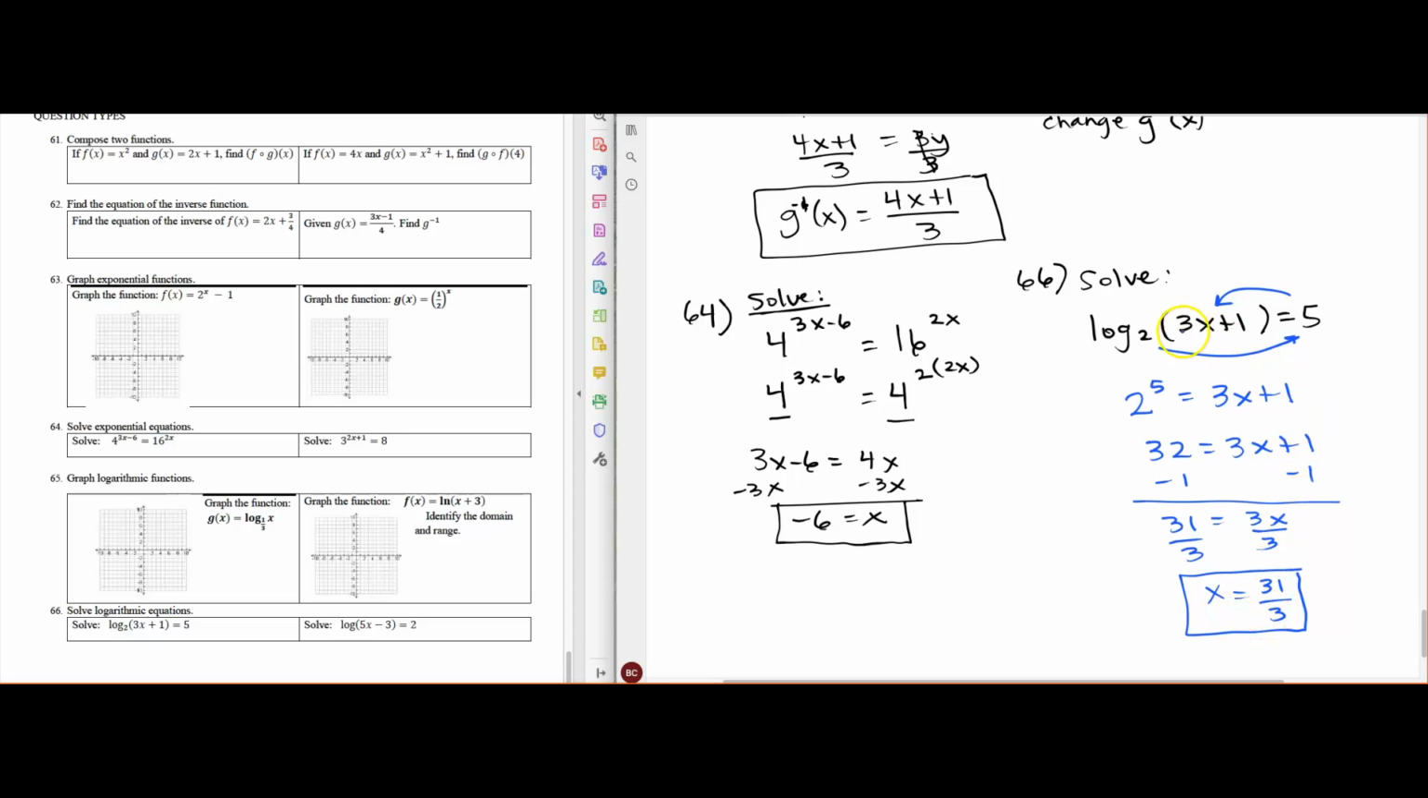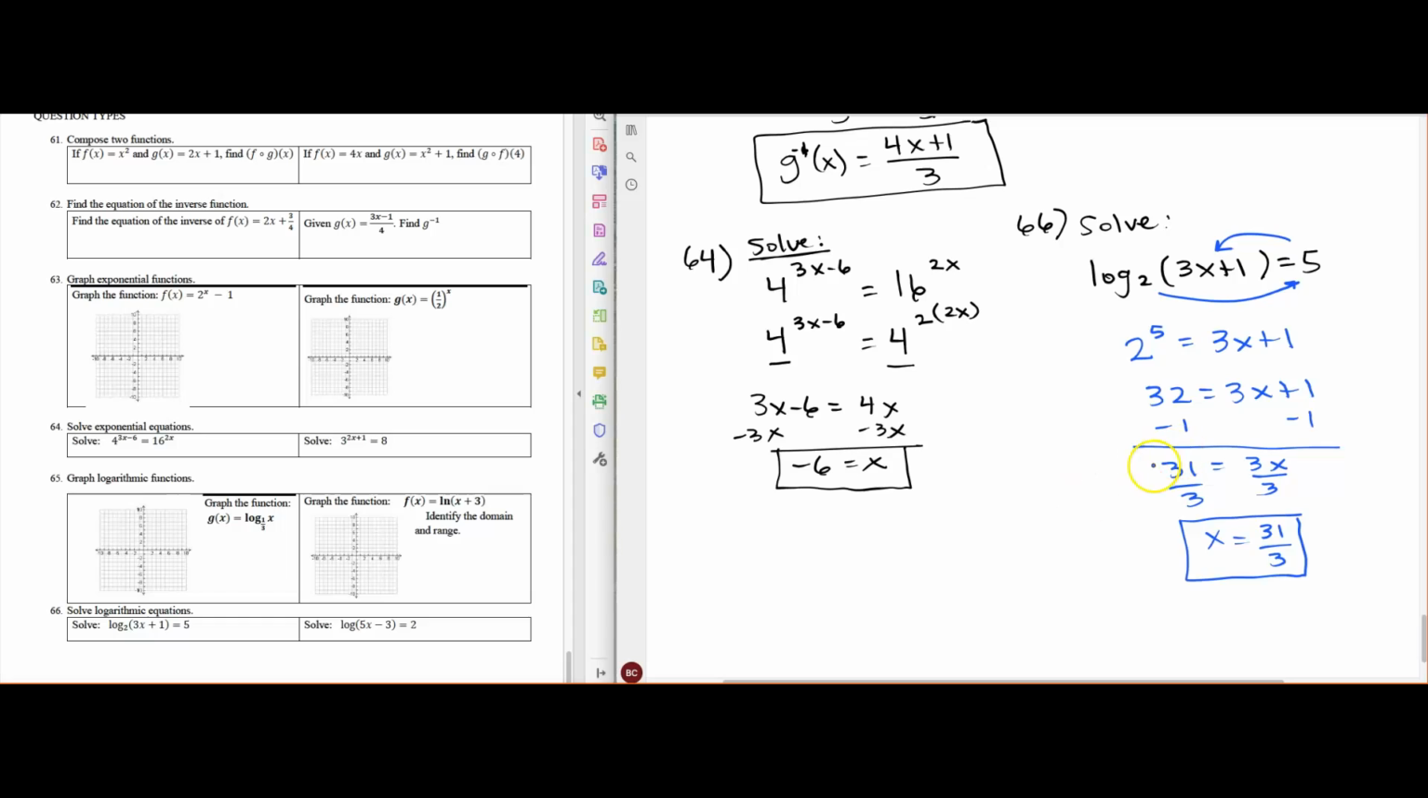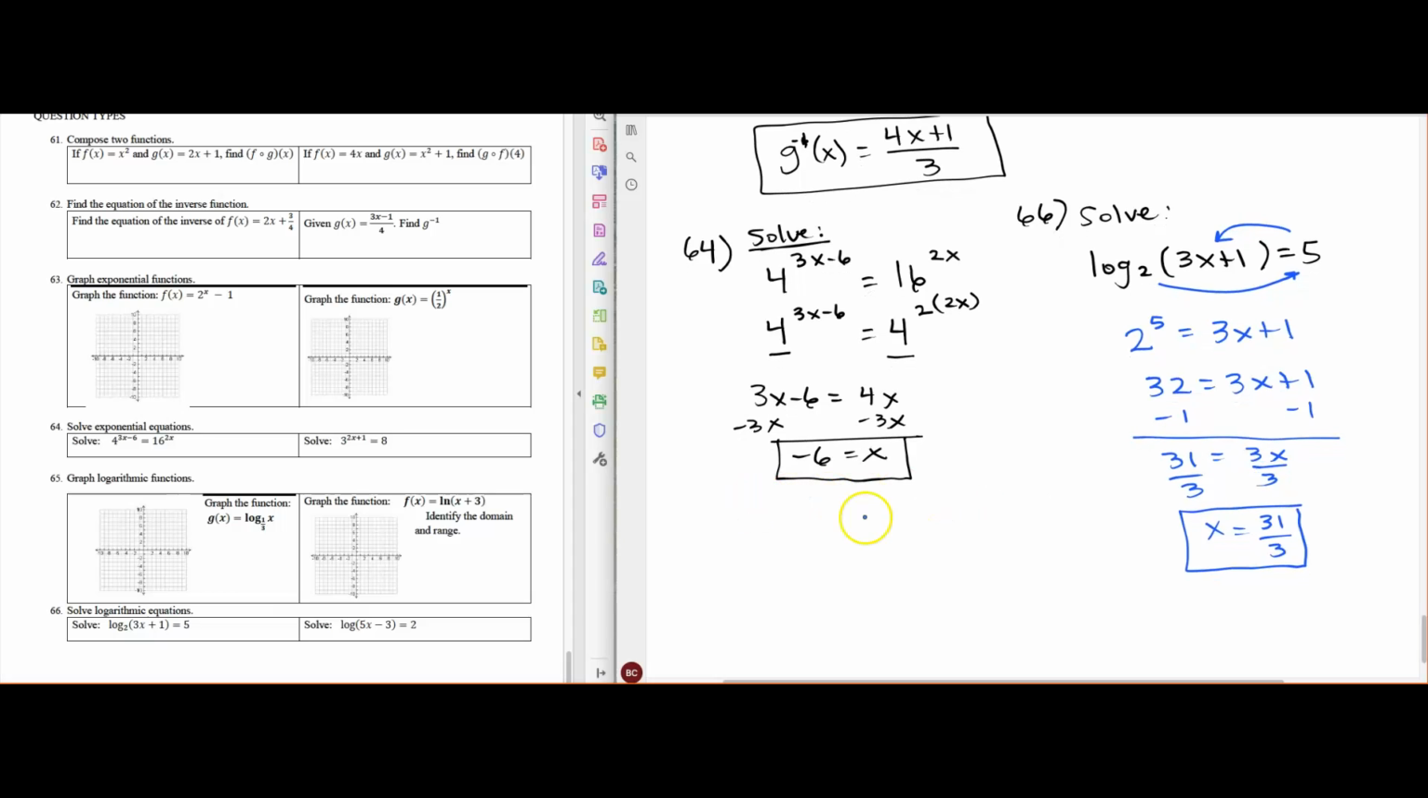And also on these log ones, they're not going to give you an answer that would make you get a negative. You remember how we talked about in class how you can't take the log of a negative number. So whatever answer you come up with here is going to be one that works. Okay, so don't worry about that on logs. You'll talk about that more in 1050, and they'll get more into that whole idea of not being able to take the log of a negative number.